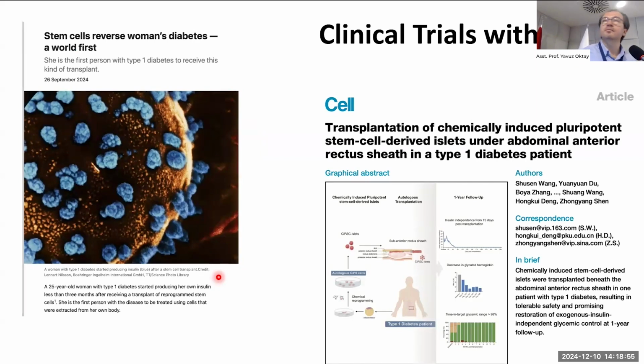Maybe you saw it recently in media, social media, or papers. Basically, this shows a type 1 diabetes patient receiving chemically induced, by the way, so this is not the original way of making iPSCs, but chemically induced iPSCs that were differentiated into islets under the abdominal anterior rectus sheath, and it provided at least some level of success.